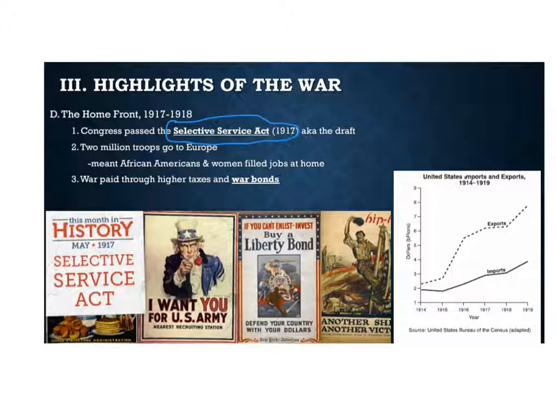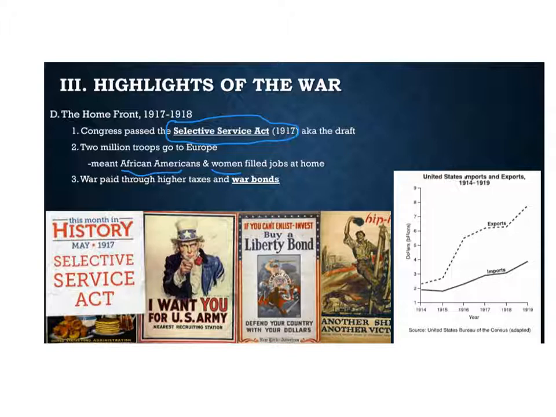And so men are drafted at the time. 2 million men go to Europe, which means back home, African Americans, minorities, and women are going to fill jobs at home. Not on the same large scale we'll see in World War II, which we'll talk more about, because it involved a lot more troops in World War II. But at this point in time, we will see migration of African Americans across the United States in northern areas.